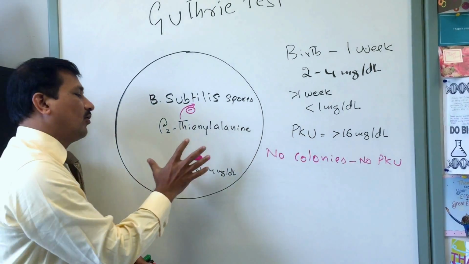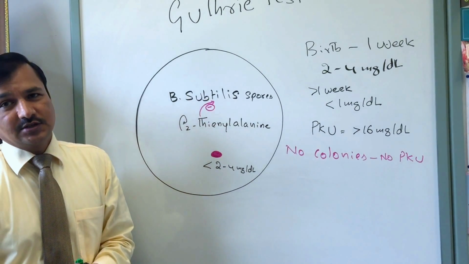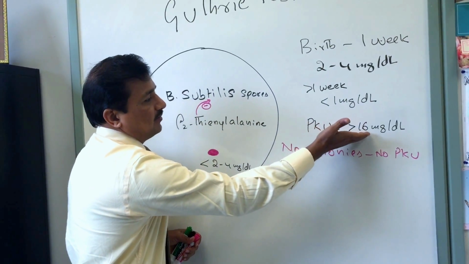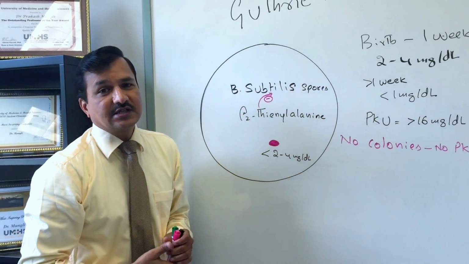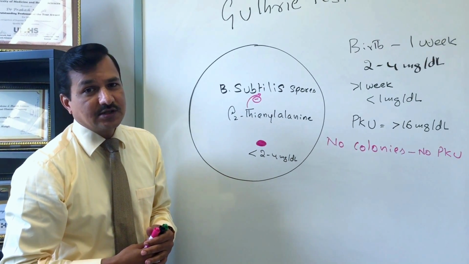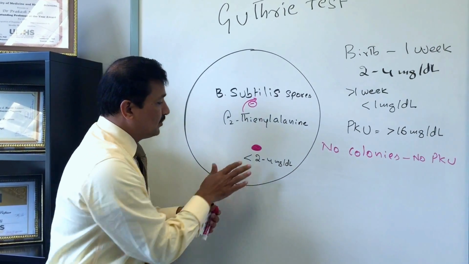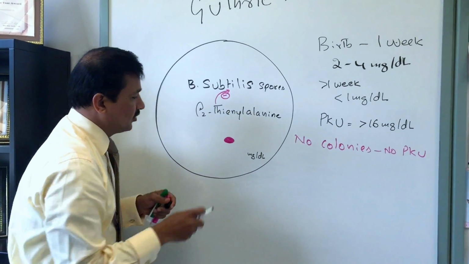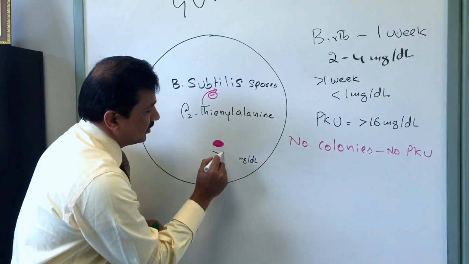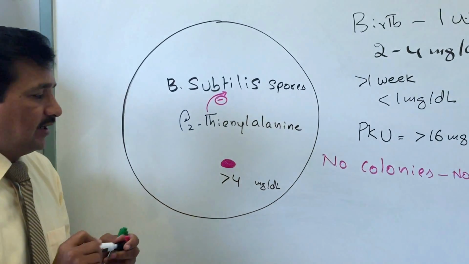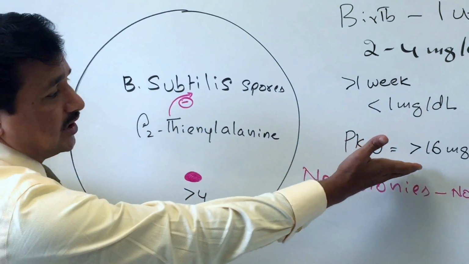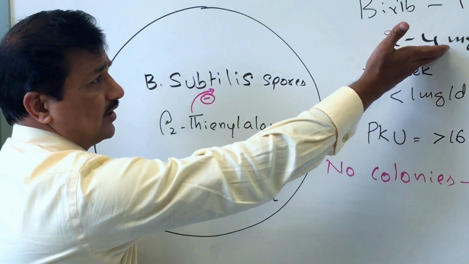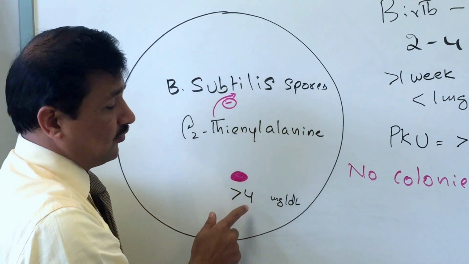Now let's see what happens if the baby has phenylketonuria. If the baby has phenylketonuria, obviously the phenylalanine concentration will be more than 16 milligrams per deciliter. It means blood phenylalanine level will be high. So I'll make it more than 4 milligrams per deciliter. If the phenylalanine is more than 4 milligrams, obviously it will be more than 16 milligrams in PKU. So the upper range is 4 here.